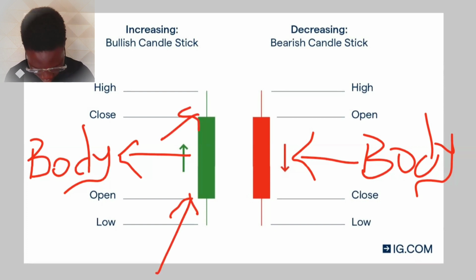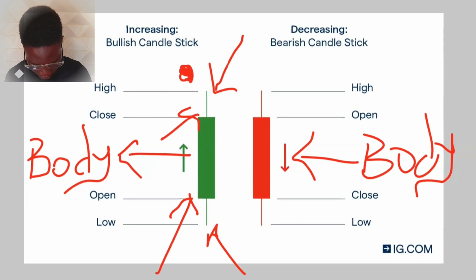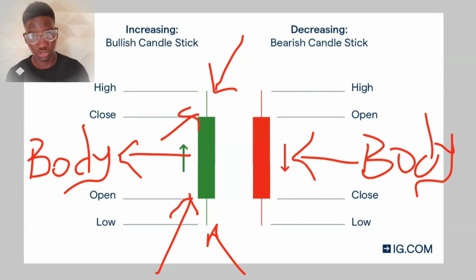Then after the close, sometimes you notice that there are wicks, just like this one and this one. So this particular wick here is called the high wick, while this one down is called the low wick. The high wick shows that that was the highest place the candlestick got to before it actually closed, right here. While the low wick shows that it was the lowest point in time the candlestick got to before the close.